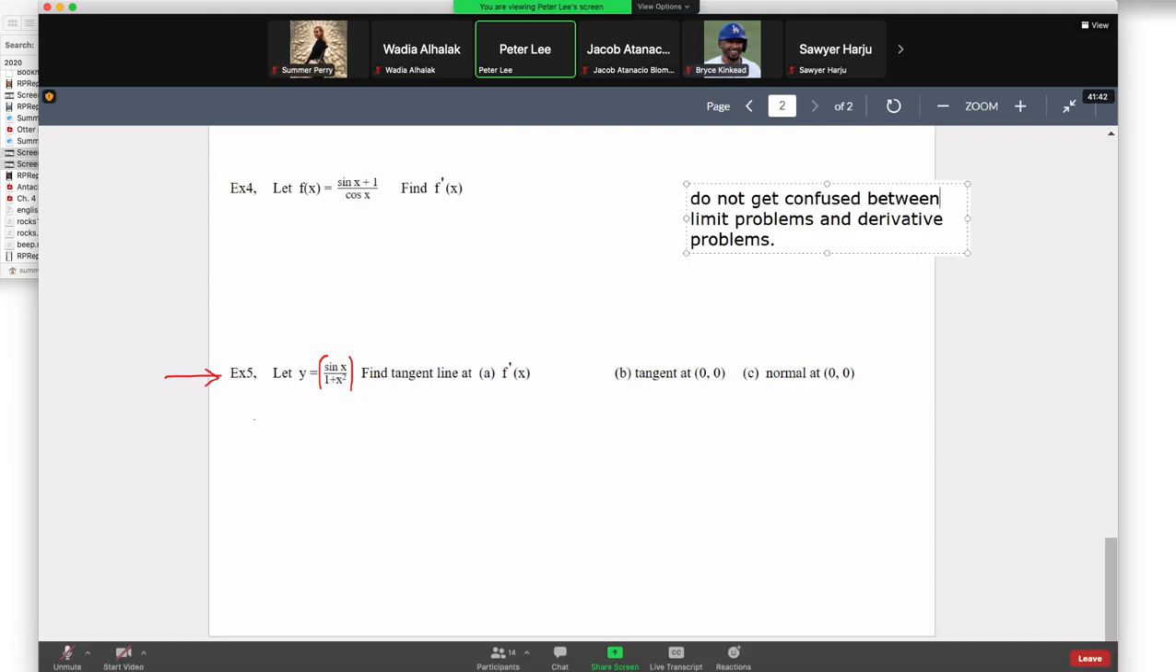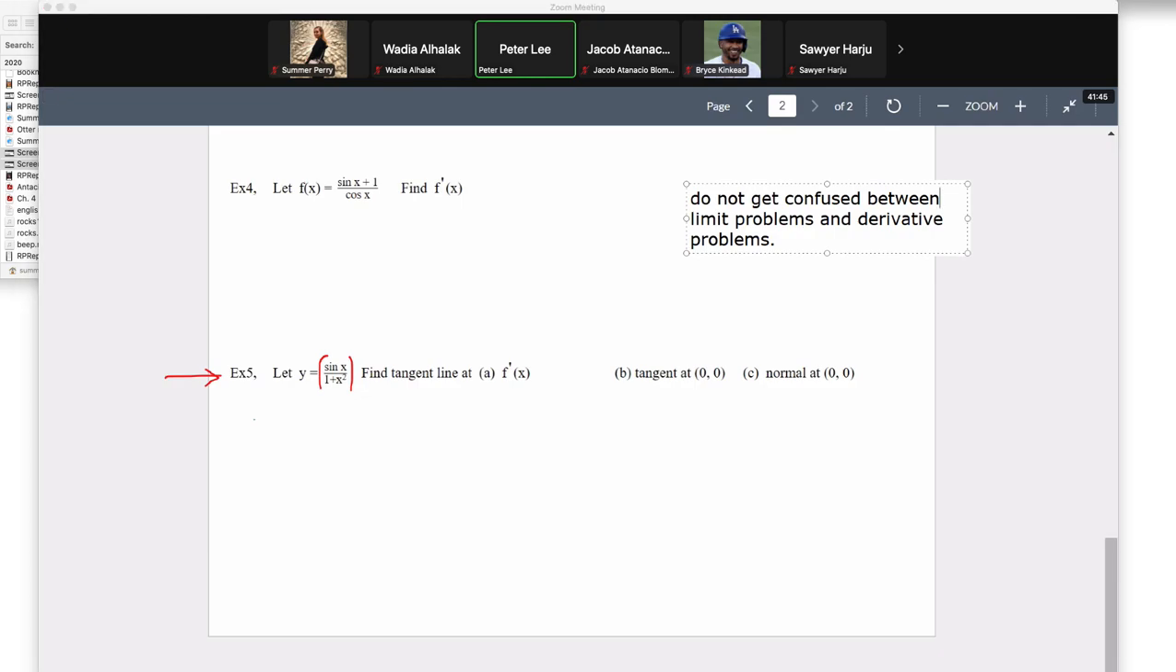A limit is not a derivative. They are obviously related, but the limit form is a limit formula, and the derivative is a derivative formula. Sometimes I see people do this. We have a limit here: the limit of, let's say, sine x plus tangent x, over x, as x approaches 0.